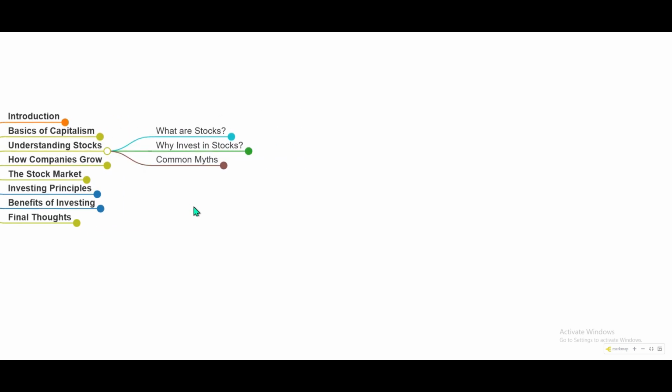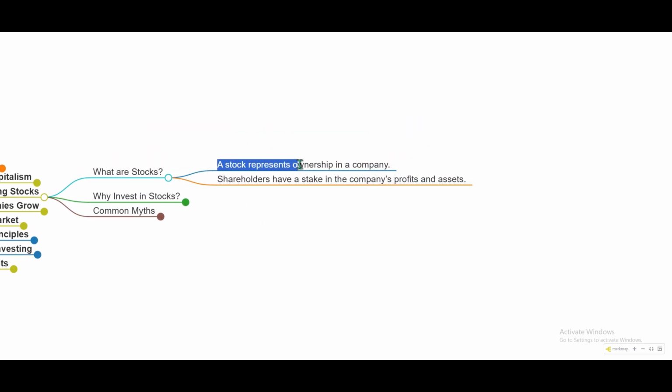Then understanding the market. In understanding the market, the three topics are: what are stocks, why should we invest in stocks, and what are the common myths. So what are stocks? A stock represents ownership in a company. If you have a stock in a company, it means you are one of the owners of that company. Any loss or profit would be shared with you. Shareholders have a stake in the company's profits, assets, losses, liabilities, everything. So you are one of the owners of that company.